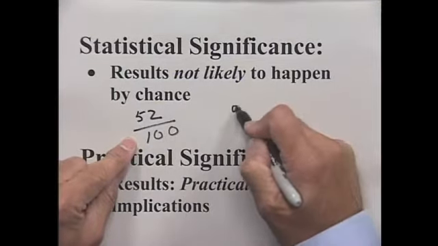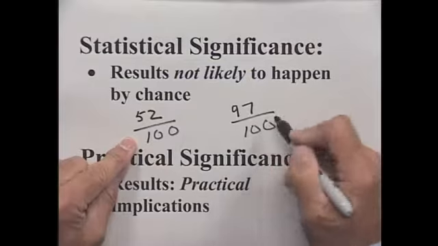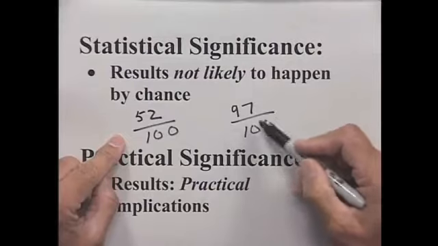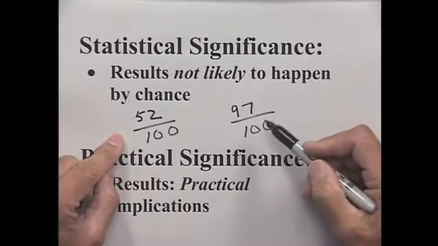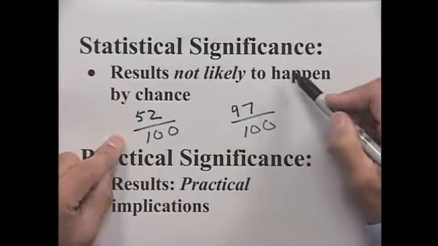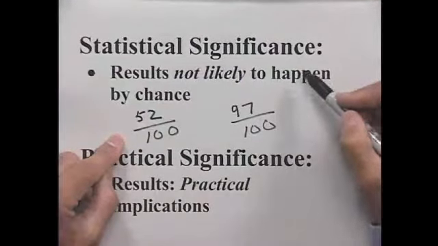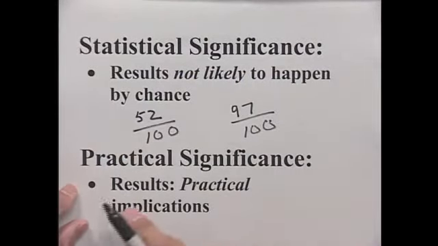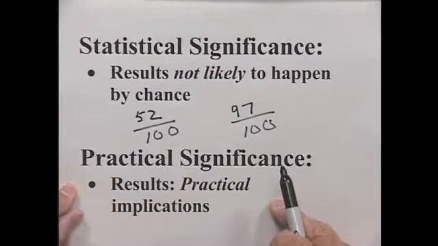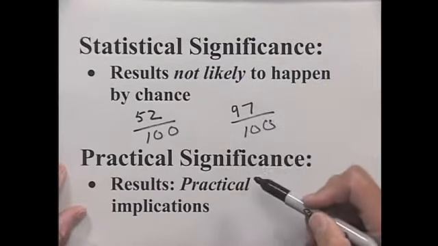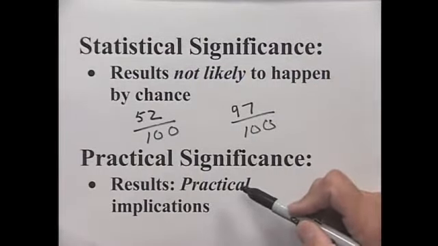On the other hand, if I got 97 heads out of 100 tosses, well, that's not likely to happen by chance. The likelihood of that happening by chance is infinitesimal. It's almost impossible. So here I would say that the result is statistically significant, and this coin favors heads. Now, a separate issue would be practical significance. You might have a result that is statistically significant, but it might not be practically significant. Let's take a quick look at an example there.